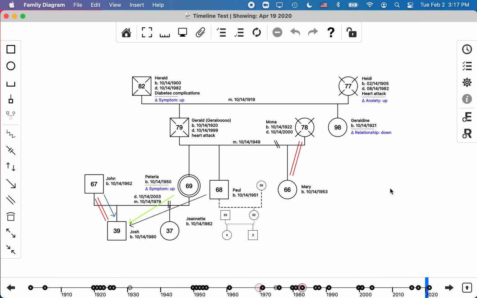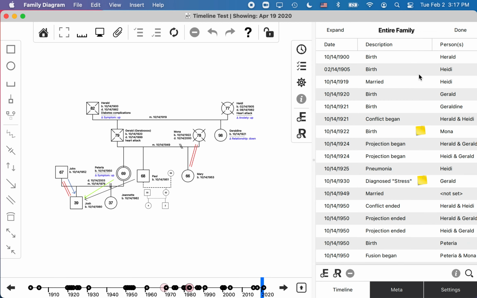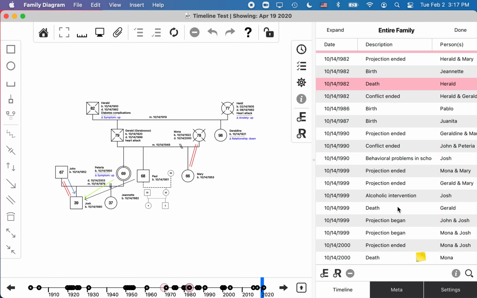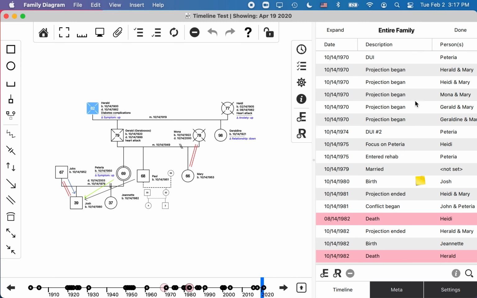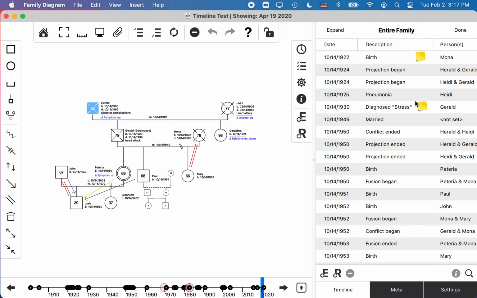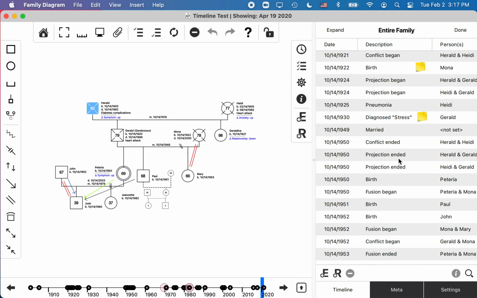And it does this in a number of ways, but nominally, when you add births and deaths to people in the diagram, it automatically compiles them in an overall family timeline. And then you can fill out the timeline with the other important, notable events in the family's history in order to understand what is predictable in the way that this family manages tension and anxiety, which is what Bowen theory describes.